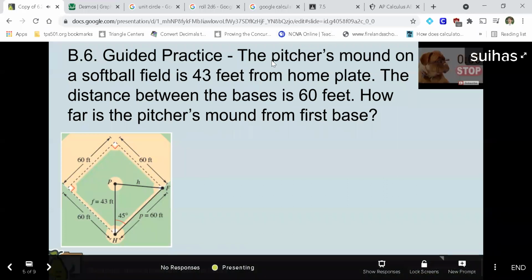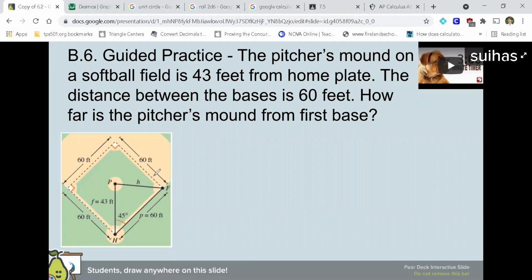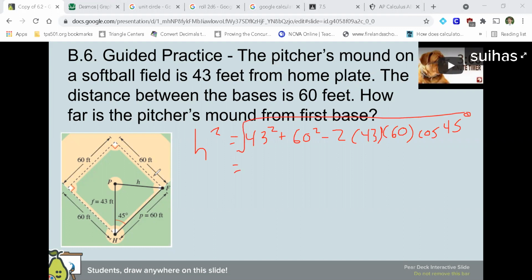Okay. So I solve for h using the law of cosines. If we plug in, you should get h squared equals 43 squared plus 60 squared minus 2 times 43 times 60 times the cosine of 45 degrees. To solve that for h, you just got to get rid of the squared. So we're going to square root that whole thing and get h is about 42.43 feet.